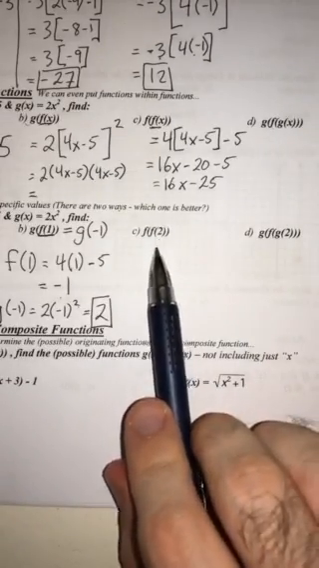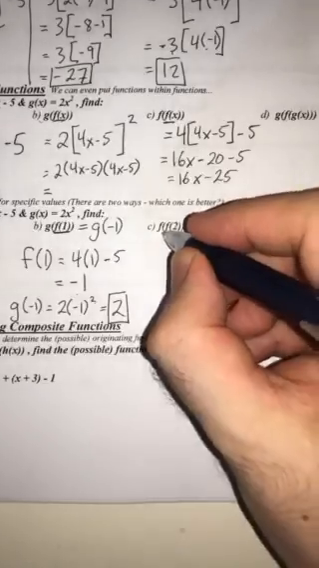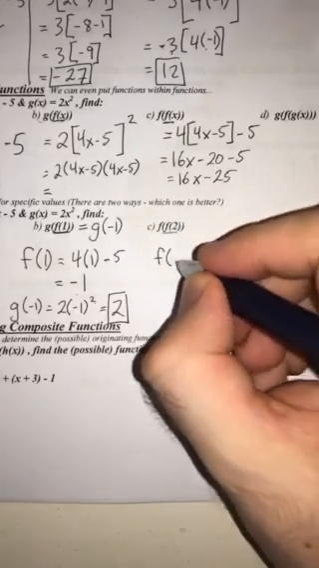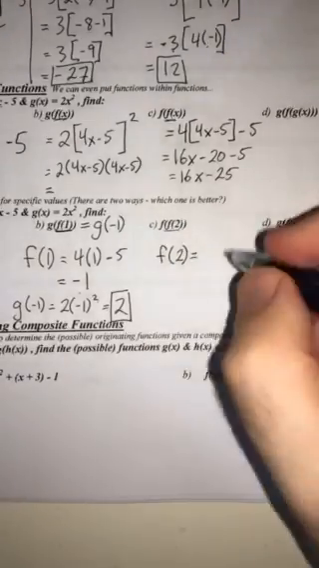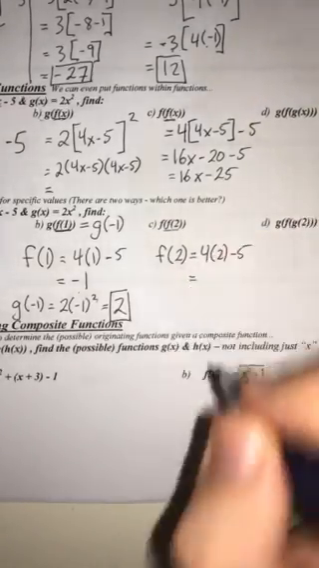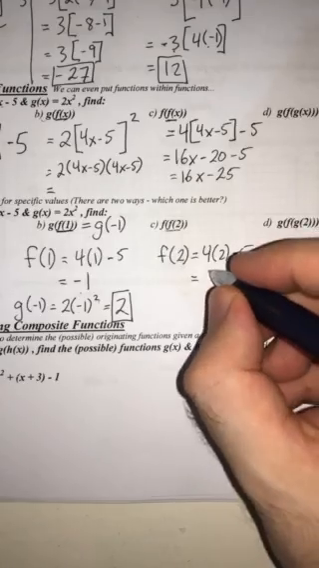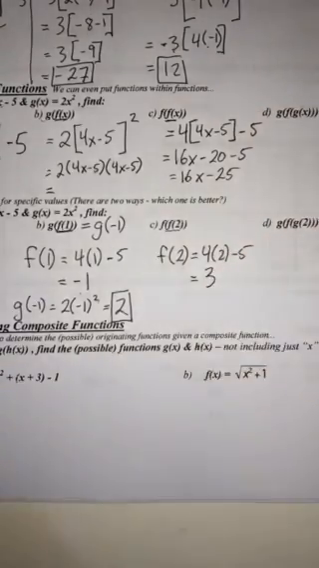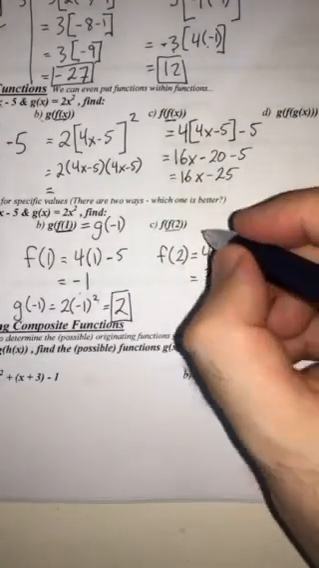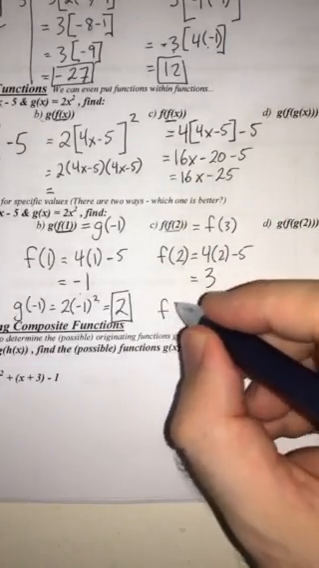Let's try it again here. So I've got f of f of 2. First I'm going to evaluate the inner part here, f of 2. So 4 times 2 minus 5. So 8 minus 5, here's 3. We get this. So then we now need to evaluate what is f of 3.